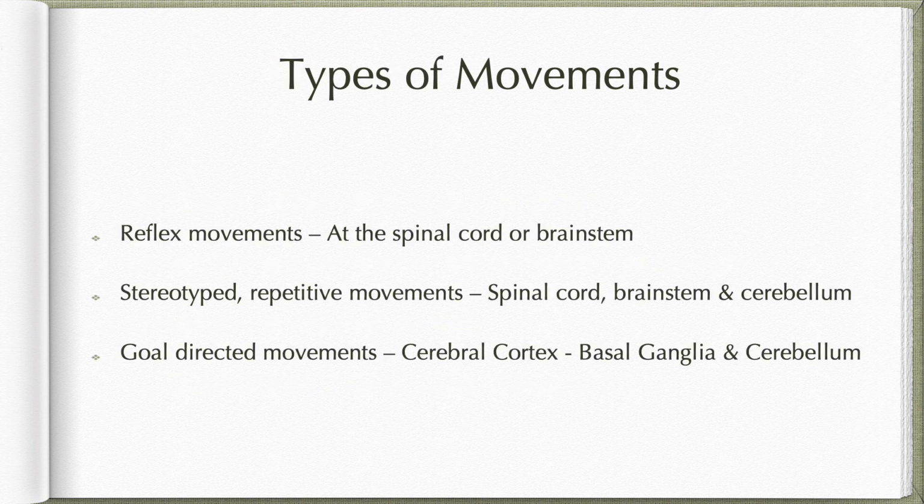Movements are classified as reflex movements, which are controlled at the level of spinal cord or brainstem; stereotyped repetitive movements, which are controlled at the level of spinal cord, brainstem and cerebellum; and goal-directed movements, which require inputs from cerebral cortex, basal ganglia and cerebellum.